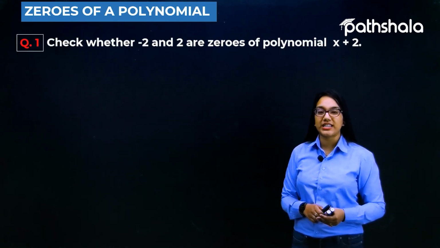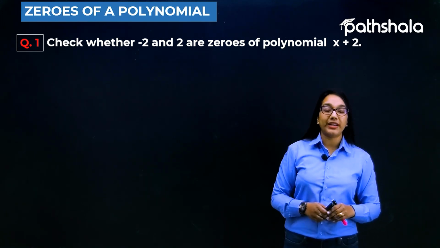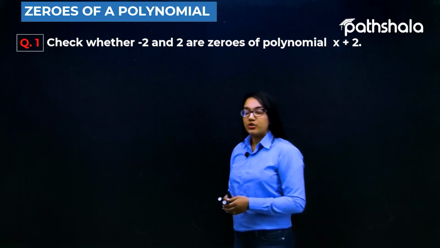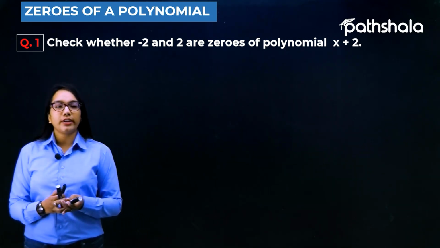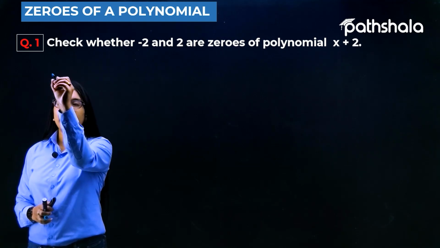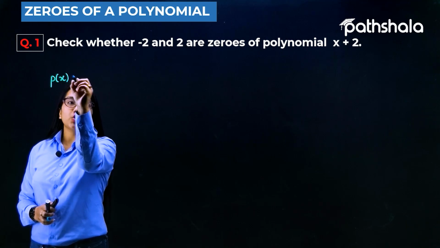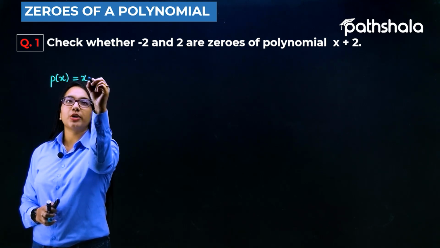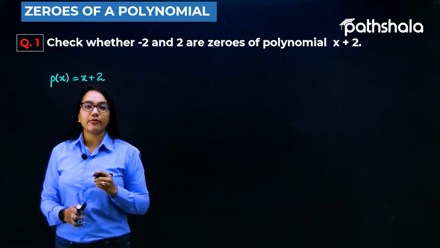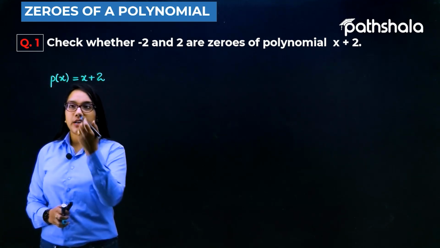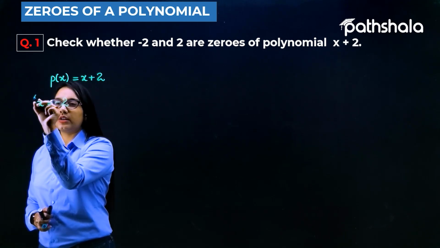Question number 1 says, check whether minus 2 and 2 are the zeros of the polynomial x plus 2 or not. So we have to check whether they are the zeros of the polynomial. First of all, I am making this a polynomial function of x, so p(x) = x + 2. Further, we have to check whether they are the zeros. Let's substitute x = -2 and x = 2 in the polynomial.